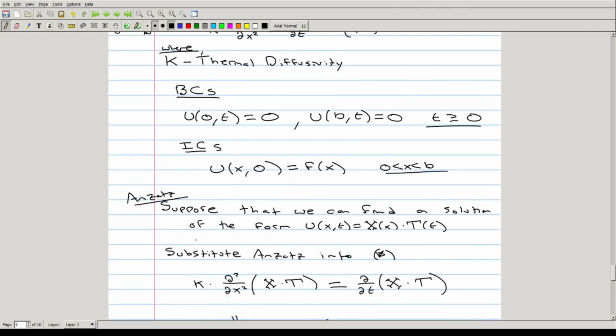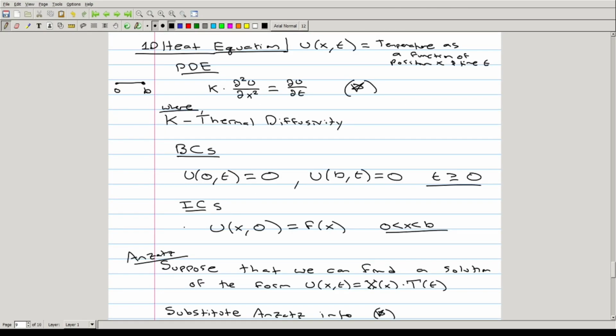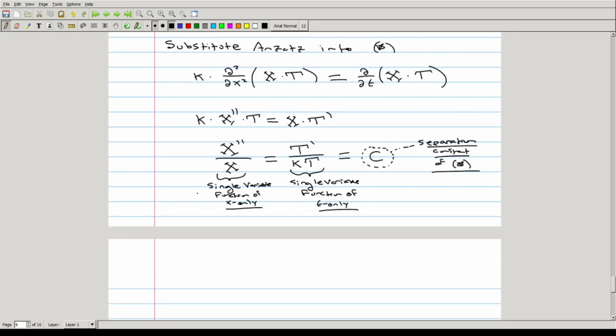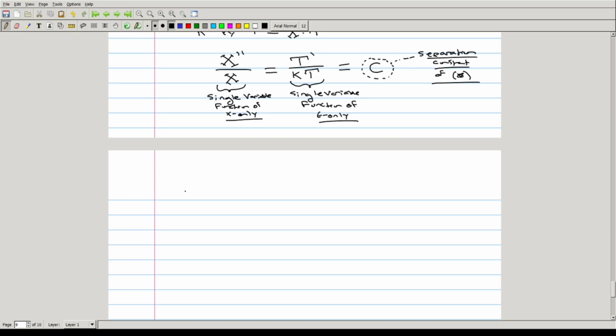This PDE, coupled with whatever boundary conditions and initial conditions you have, is called a boundary value problem. And what's really nice here is that because each of these two equations has to be equal to the same constant c, we get a second order differential equation that has to be satisfied in x and a first order differential equation that has to be satisfied by the function t.